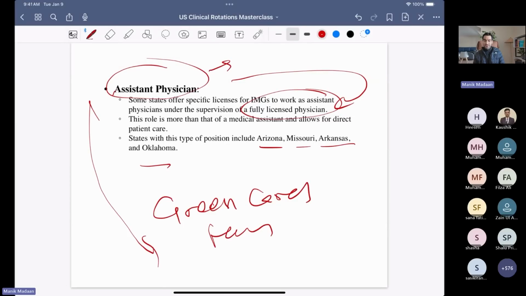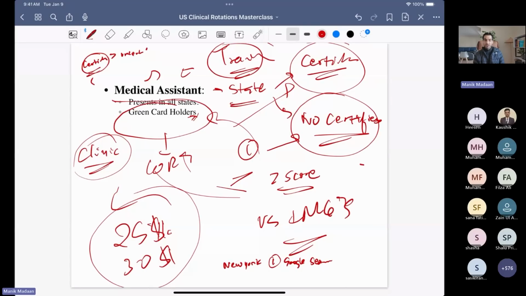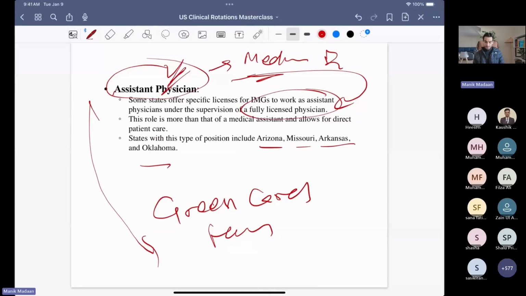more than what a medical assistant does. You are more hands-on. It's more medication, prescribing, more diagnosis based than a medical assistant, which is more like doing the scut work that we would describe, or the nurse kind of work, right? So assistant physicians are better if you have a green card.